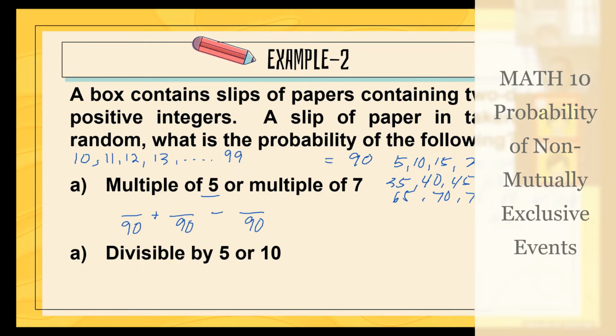So these are all multiples of 5, right? Ilan lahat yan? 1, 2, 3, 4, 5, 6, 7, 8, 9, 10, 11, 12, 13, 14, 15, 16, 17, 18, 19. Now, multiples of 7.